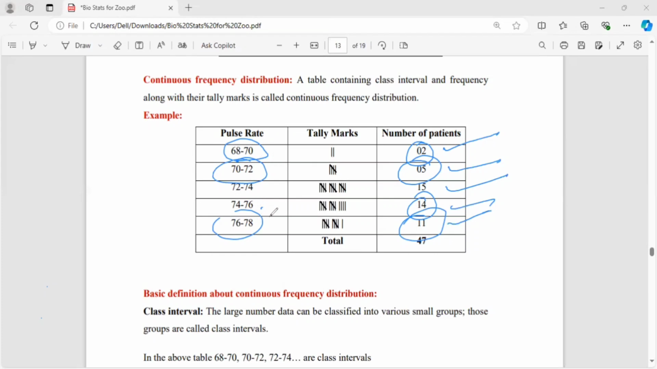Frequency is with respect to their class intervals. Those are called class frequencies. Here 2 is the class frequency for 68 to 70. 5 is the class frequency for 70 to 72. Then 15 is the class frequency for 72 to 74. 14 is the class frequency for 74 to 76. Then 11 is the class frequency for 76 to 78. Clear? So this is the concept of class frequency.